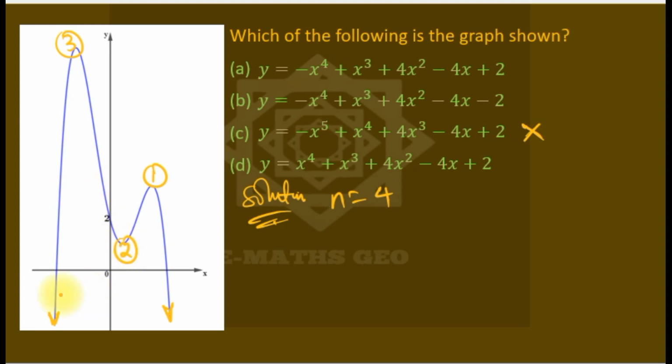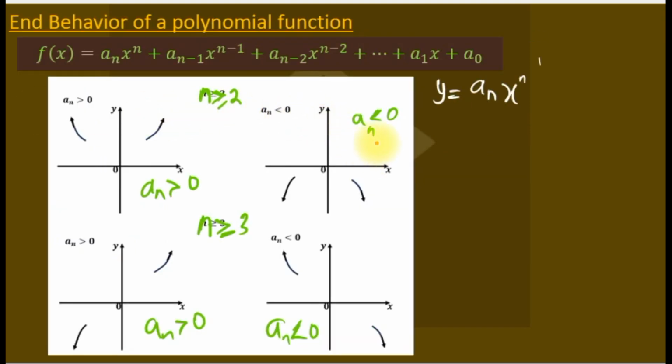And again, do you remember that it turns down? So it shows that the coefficient of x raised to power n must be negative, as you can see. Let's go back. Do you remember? They say that an must be less than what? 0. It will be this. So this is the second graph. The graph will look like this. So in this case, the coefficient of x raised to power n must be negative.